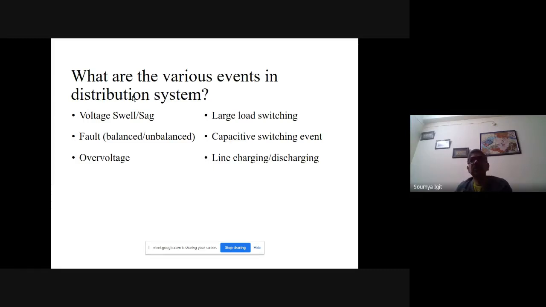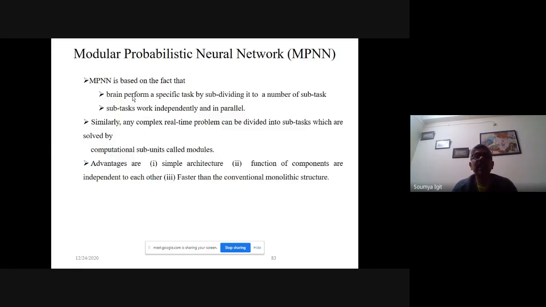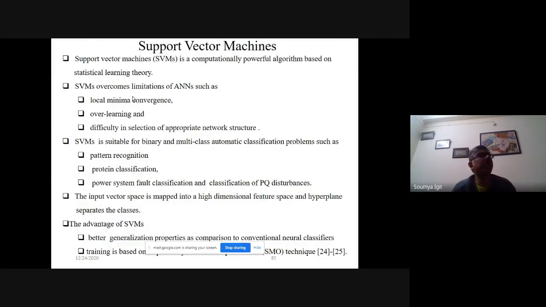And your nodes are adjacent to each other. The predominance of the resistive component is there. The analysis is not similar to that of the transmission network. So when you go for the neural network based approach, or a modular probabilistic neural network, or a support vector machine based approach, these are the classical intelligent techniques that you also come across in a transmission network. But is it really reliable?